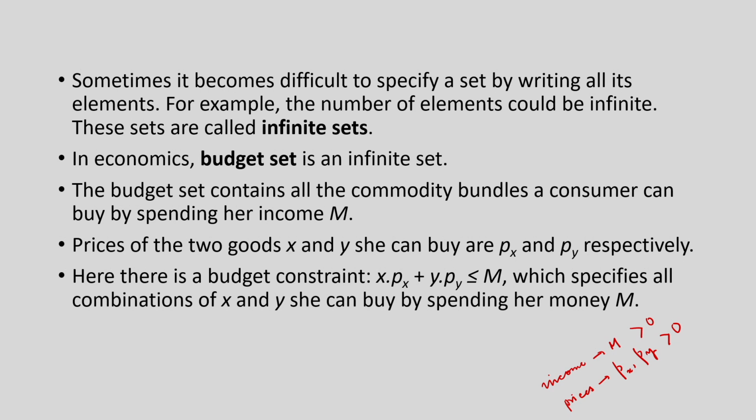Here there is a budget constraint. So, what is a budget constraint? So, budget constraint is written like this: x multiplied by Px plus y multiplied by Py is less than or equal to M. Okay. And what is the meaning of this budget constraint? This constraint is specifying all combinations of x and y, that is commodity x and commodity y, that the consumer can buy by spending her income M.